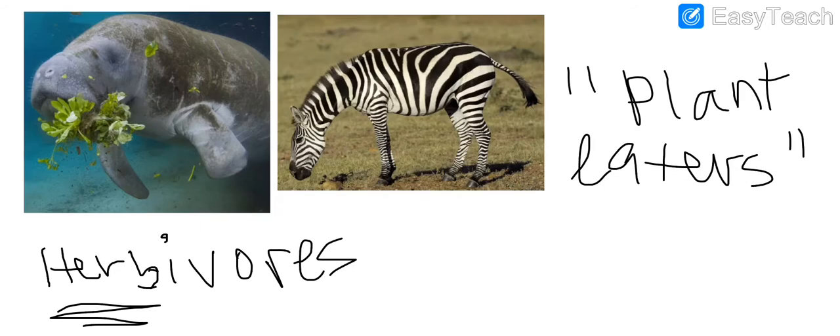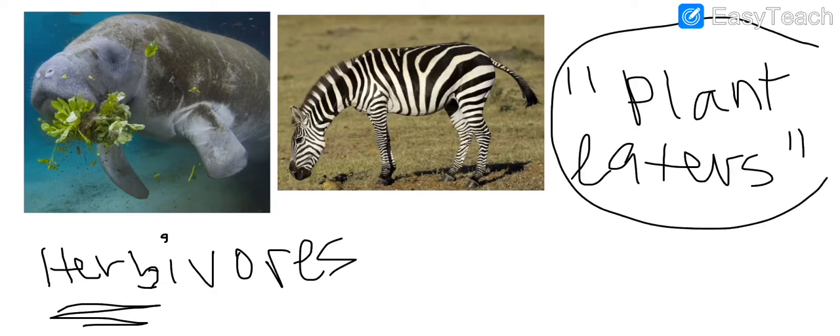Alright, so now we're focusing on the manatee and the zebra. And we notice that both are eating vegetation. Now, these animals are going to be classified as herbivores, which are known as plant eaters, because they rely on feeding on vegetation in order to help them survive and live.